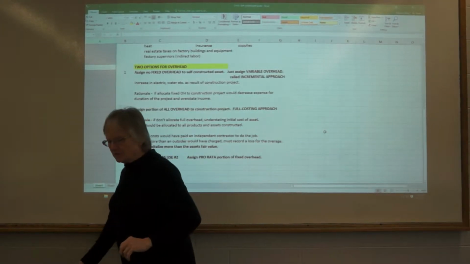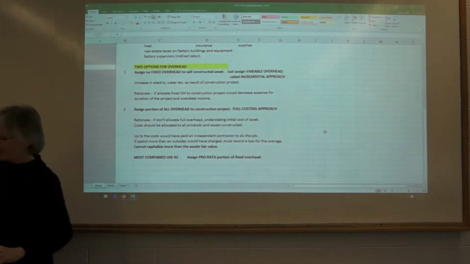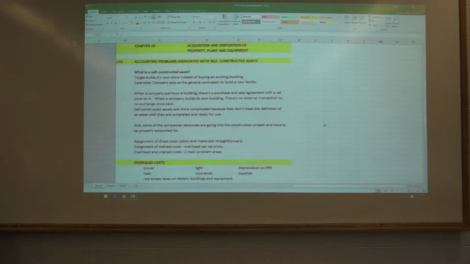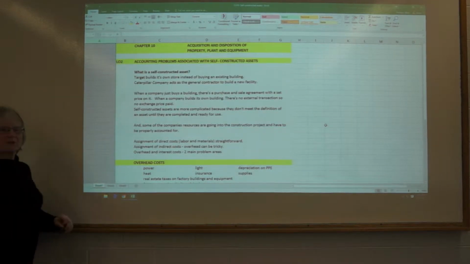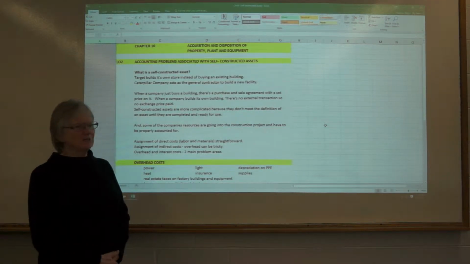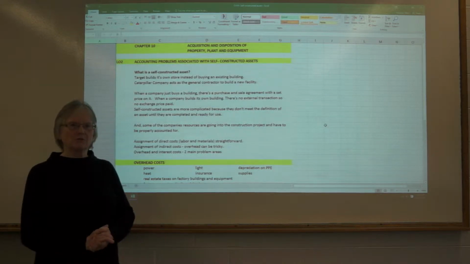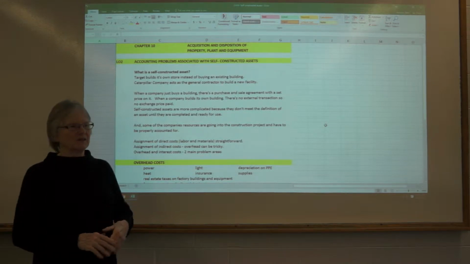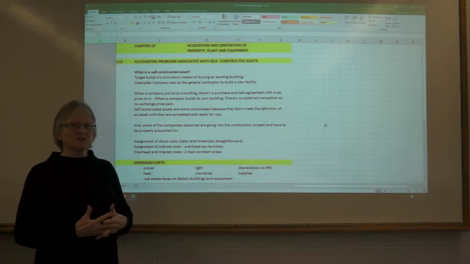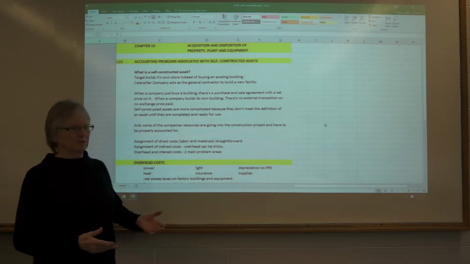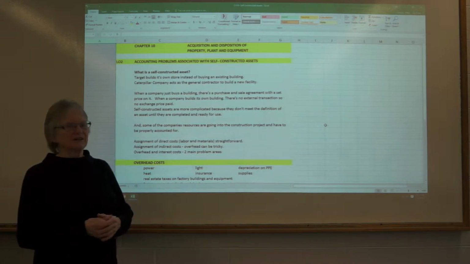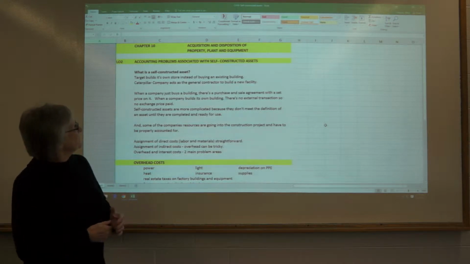So we're going to talk about self-constructed assets. And what's a self-constructed asset? Well, if you think about Target, they can either go out and buy a building to put their store in, or they can build their own store. A self-constructed asset is if Target decides to build its own store, or Caterpillar decides to build its own factory and act as the general contractor.